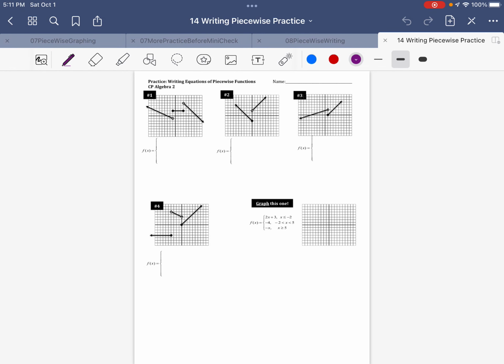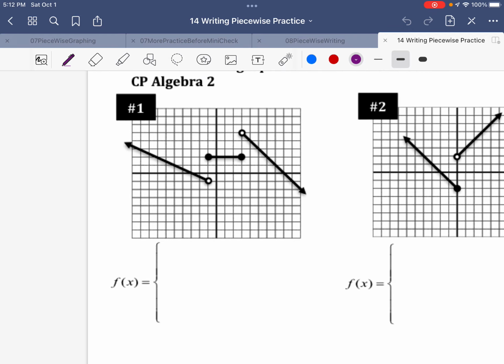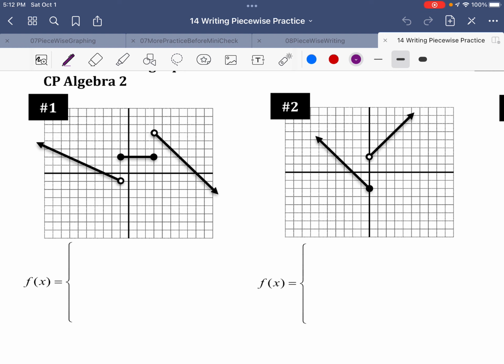Today we're going to be practicing what we did yesterday, that is writing piecewise functions. So we have a little practice paper. If you would like, you can listen in because I'm going to just go over number one, just kind of give you one more problem to listen to if you need that. The rest of them, again, are going to be practice for you. But remember, all we're trying to do is just write the equations for each one of these piecewise functions.